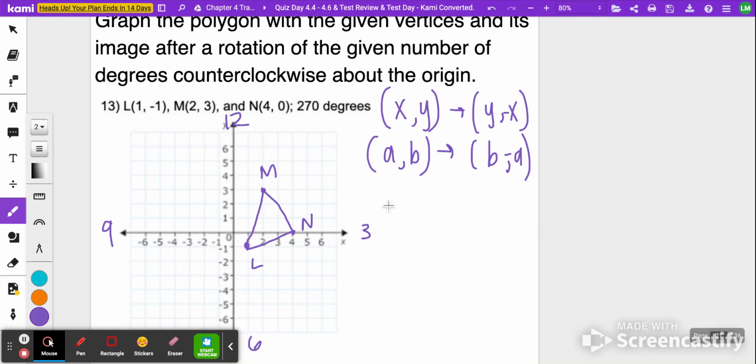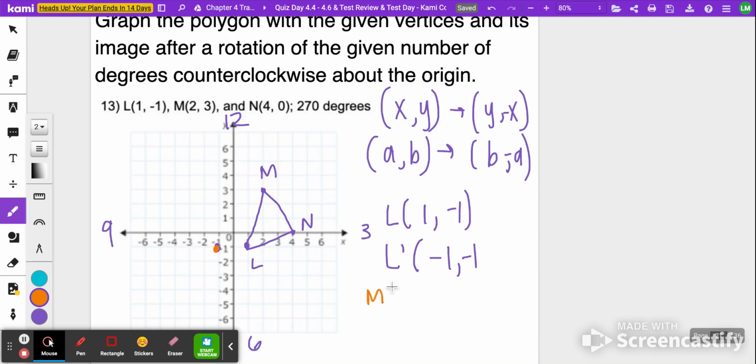Right now, L is at 1, -1. So for L prime to change, we're going to switch around -1 and 1. And the letter A is the one that's going to end up changing. So the X value will now change to its negative. So that is -1, -1. Okay, so I probably should do this in a different color. So then we look at the next one.